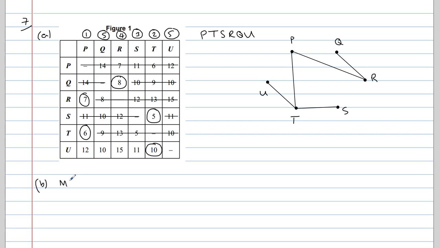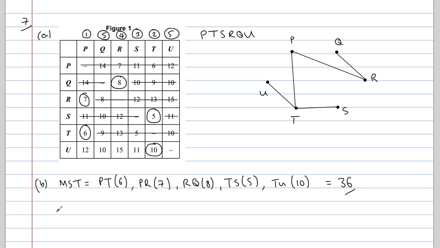So the minimum spanning tree is going to be PT, which is 6, PR, which is 7, RQ, which is 8, TS, which is 5, and TU, which is 10. And if you add all of those together, you get 13, 21, 26, you get 36. Then we need to add our arcs in from V.